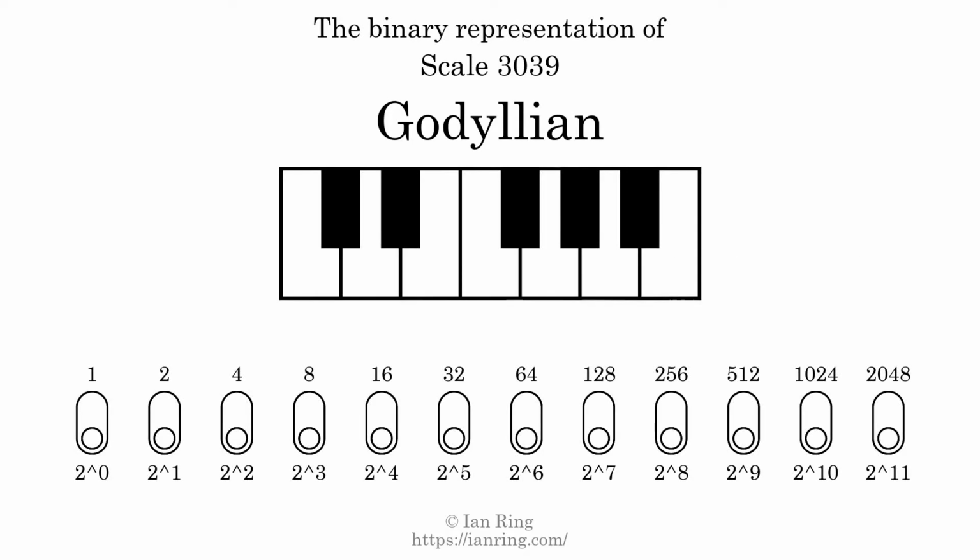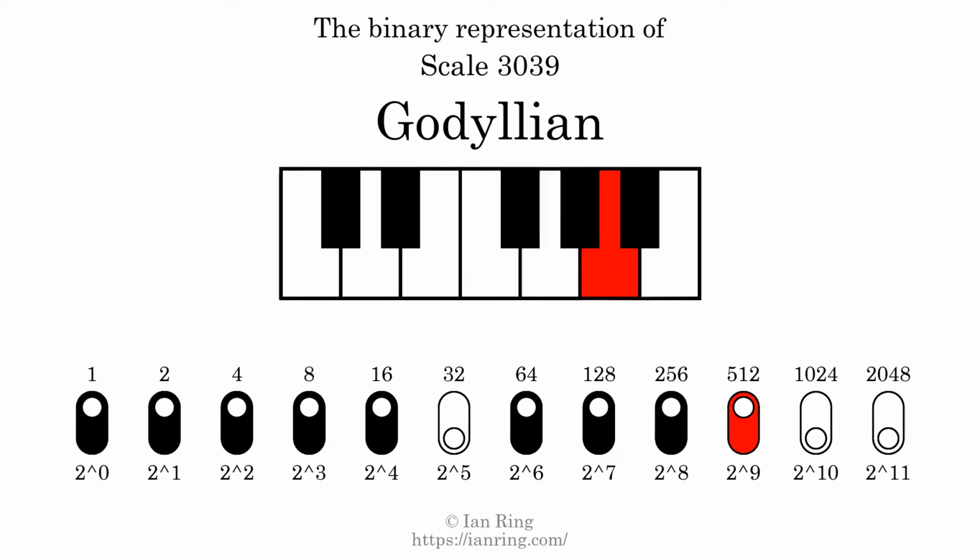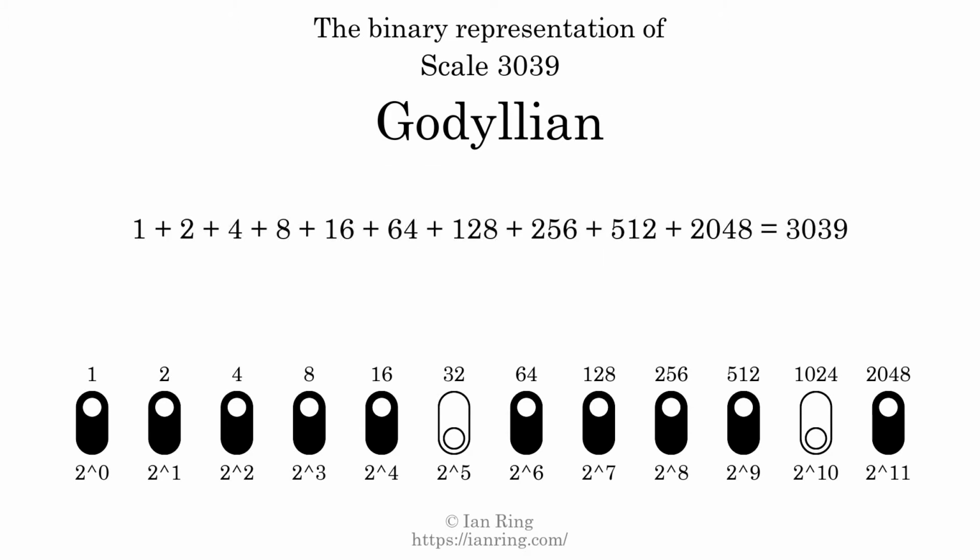The binary representation of this scale is determined by mapping tones of the scale to binary digits. Each binary digit represents a power of 2. To get the scale number, we add the powers of 2 together. The powers of 2 that are present in the scale, all added together, equals 3039. That is why the scale number, in decimal, is 3039.